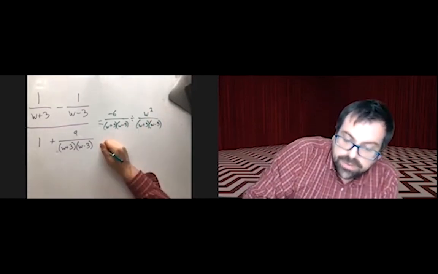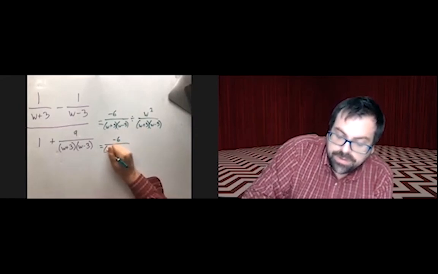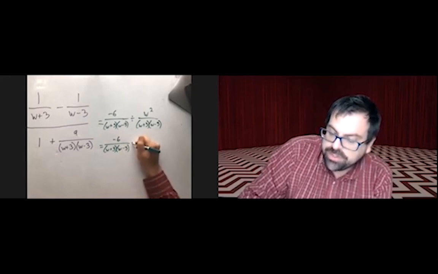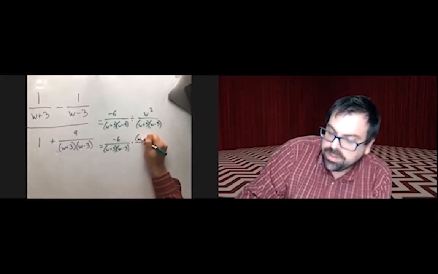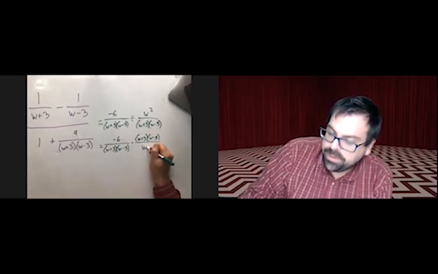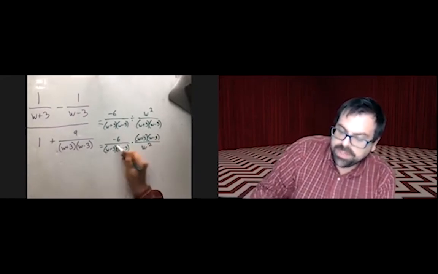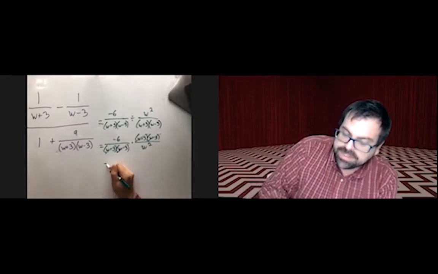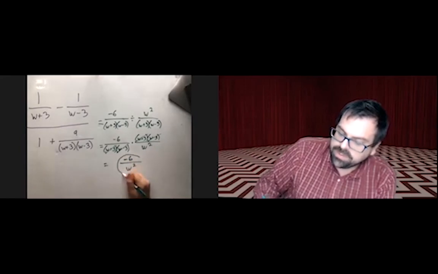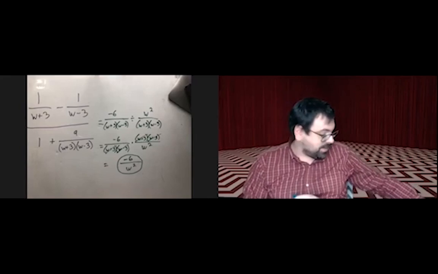And from here, what do we do? Dividing fractions, we keep the first, change division to multiplication, flip the second. Now the W plus 3's cancel, the W minus 3's cancel. We're left with negative 6 over W squared. So that's that using method 1.